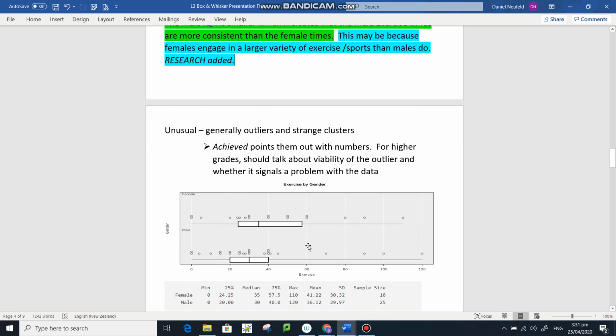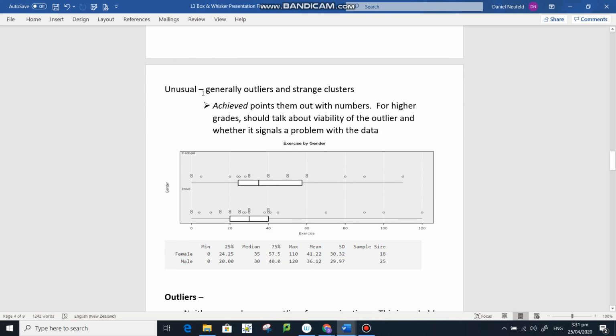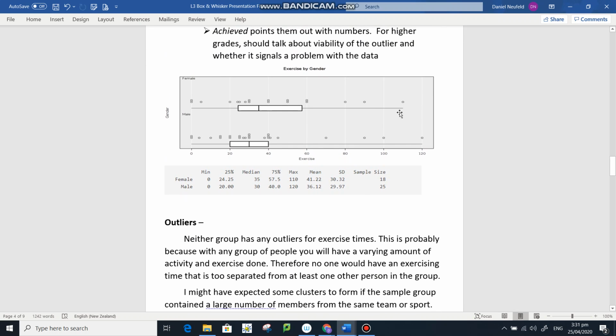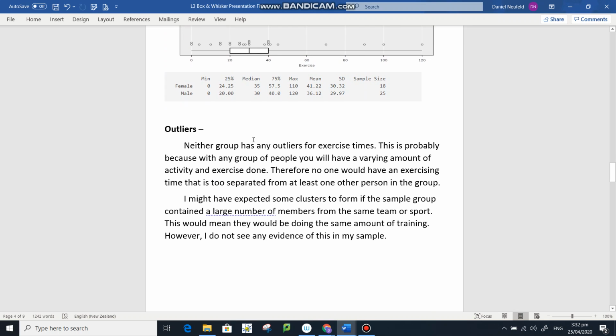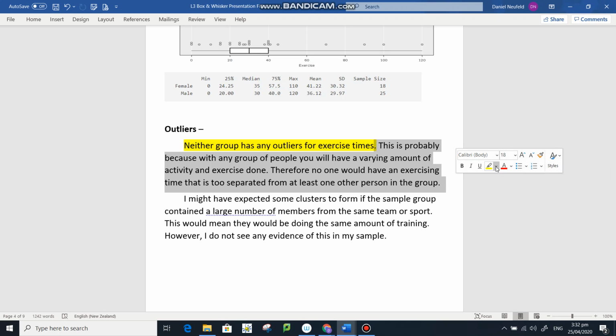Okay. Finally, unusual. Unusual generally means there are outliers or strange groups. You want to identify what they are. In this case, you could call these outliers, but I think they're not really that detached. I said neither group had outliers. Achieved. Okay, then when I get into the reason, the reasons and stuff, this is more the why.